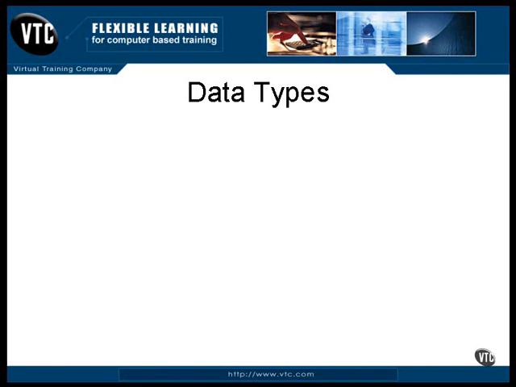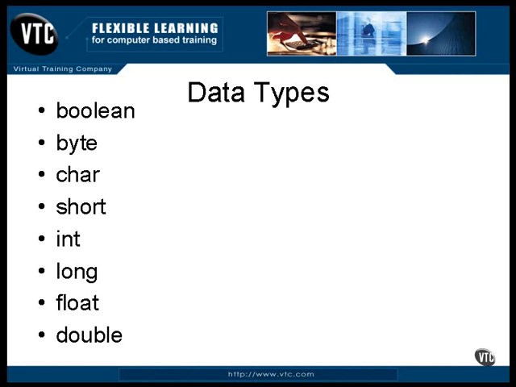Java contains a number of fundamental data types. Here's a complete list of them. Although Java derived from C, the data types are a bit different. For one thing, C doesn't have a Boolean data type or a byte data type.